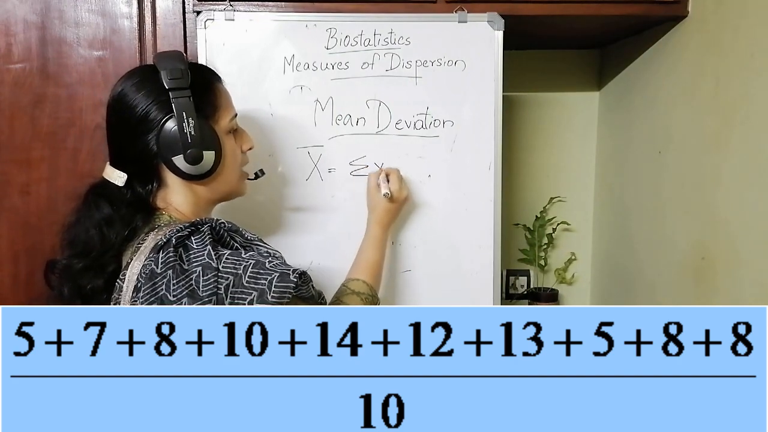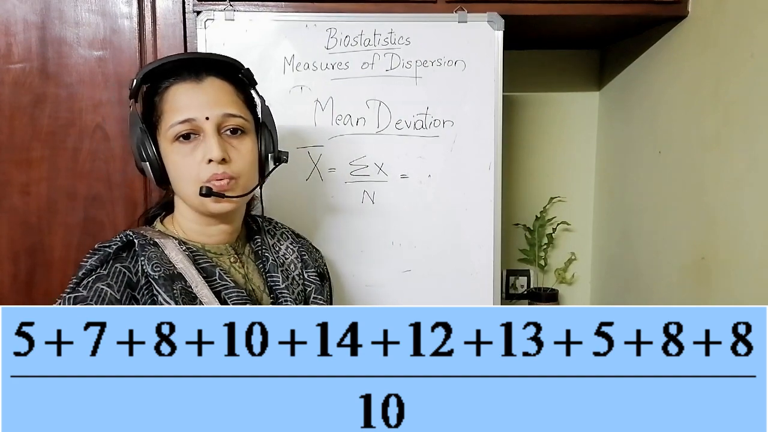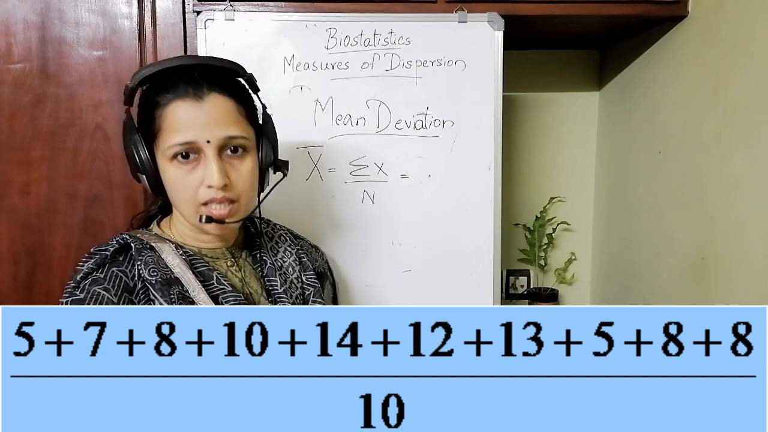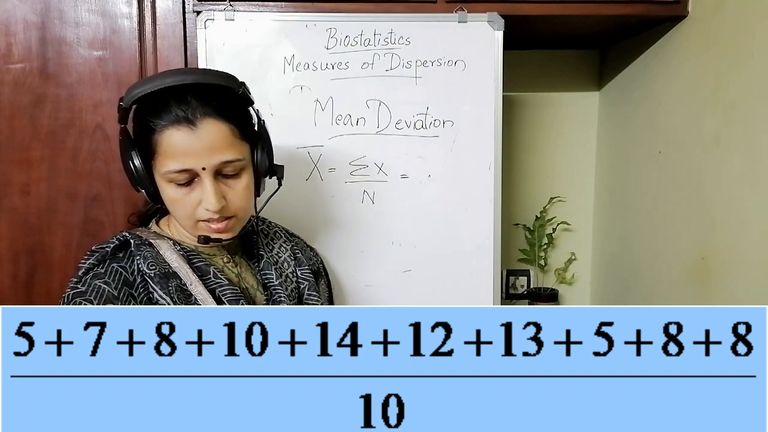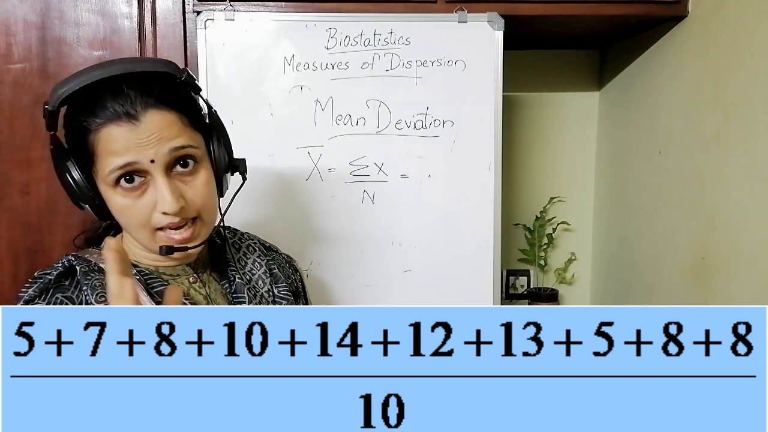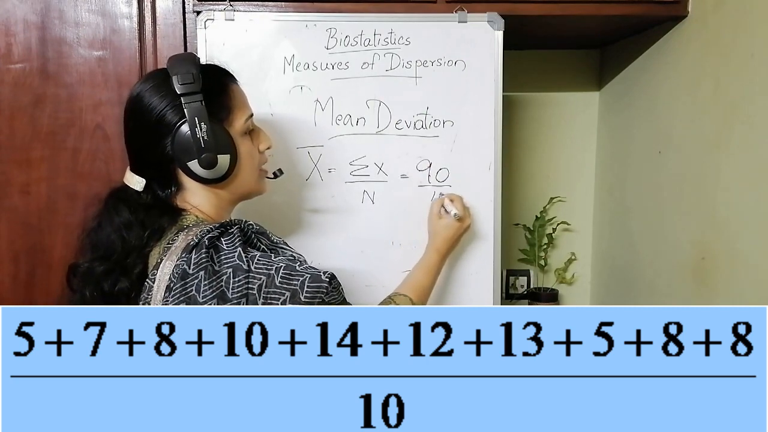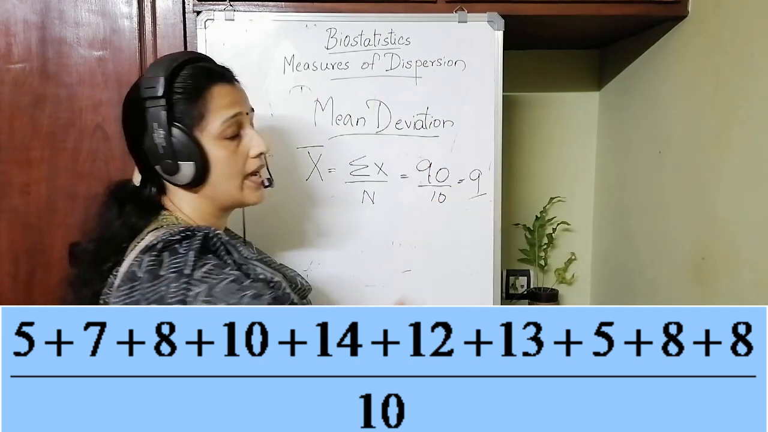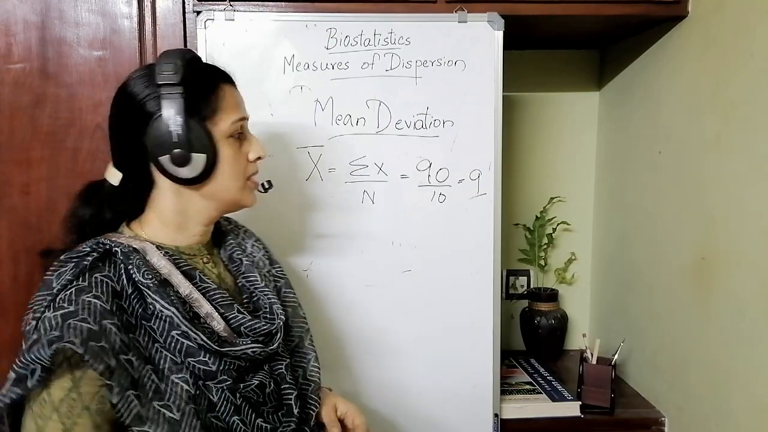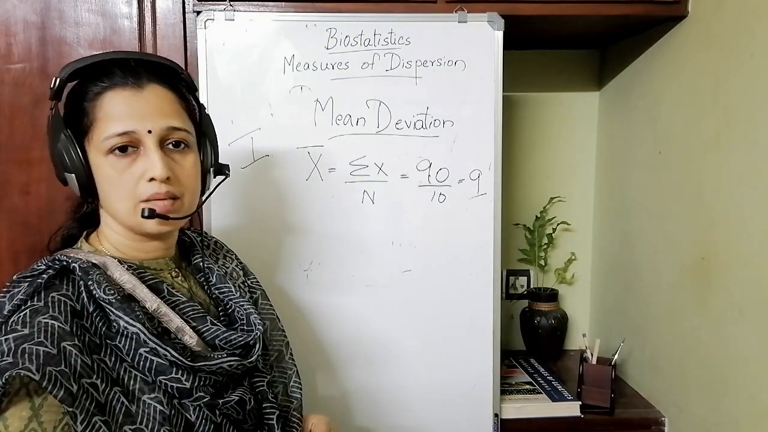Arithmetic mean is sigma x by n. So in this question, sigma x is equal to 5 plus 7 plus 8 plus 10 plus 14 plus 12 plus 13 plus 7 plus 8 plus 8, divided by the total number of observations, which is 10. So 90 divided by 10 is equal to 9. So 9 is the arithmetic mean for the data which is given here. That's the first step. Step 1, calculate the mean or arithmetic mean.